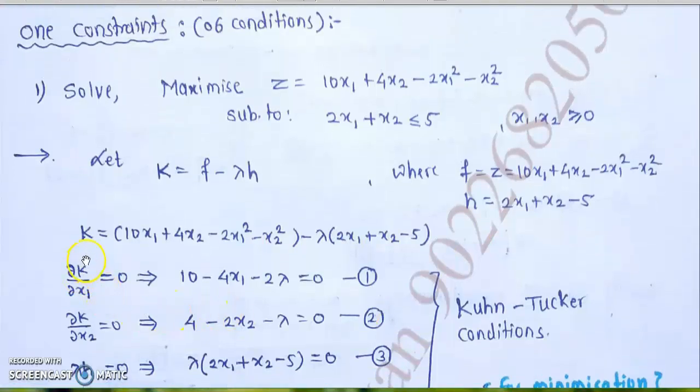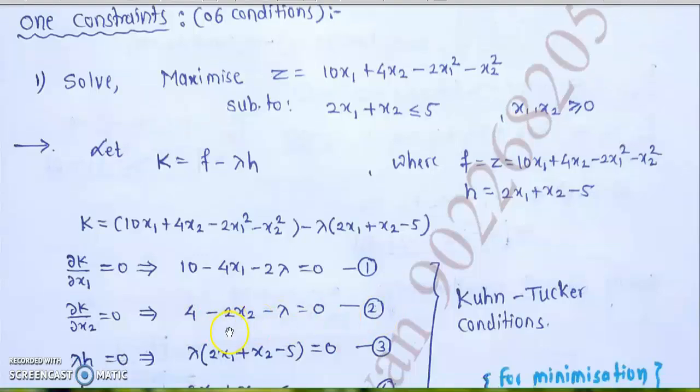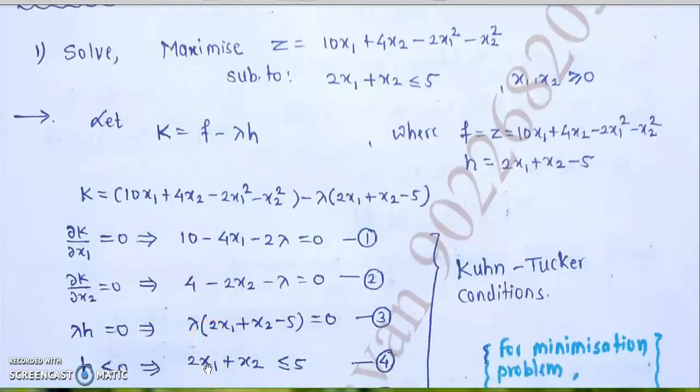The first two conditions are partial differentiation of K with respect to x1, and if we equate it to 0, we get one equation: 10 minus 4x1 minus 2 lambda equal to 0. Call it 1. Similarly, with respect to x2, if we equate it to 0, we get another equation in x2 and lambda: 4 minus 2x2 minus lambda equal to 0. This is equation 2. Now the third condition is lambda into h equal to 0, that is lambda into this condition equal to 0. The third condition gives us two cases: either lambda is 0 or this bracket is 0. We will solve these two cases in detail.